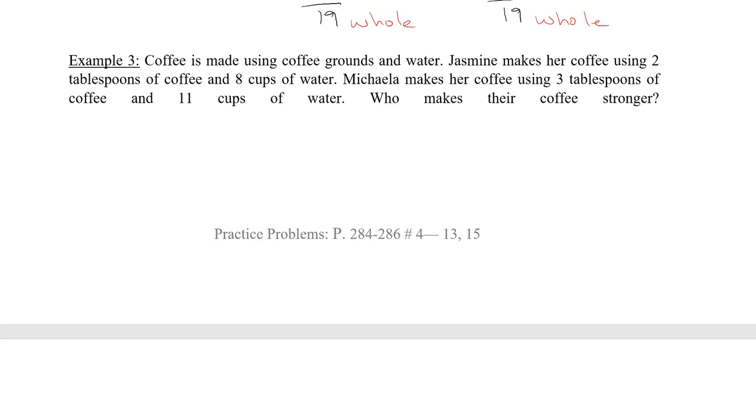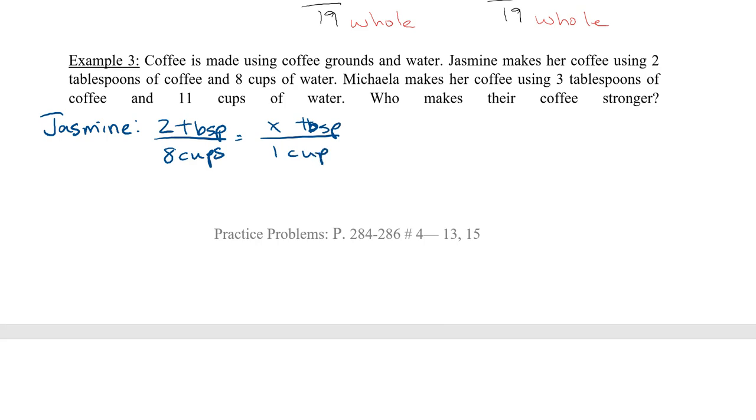So let's say how much coffee grounds is she using per cup of water? So we've got Jasmine. Jasmine is using 2 tablespoons per 8 cups. And we want to know how many tablespoons that is. Oops, not teaspoons, tablespoons that is for 1 cup.